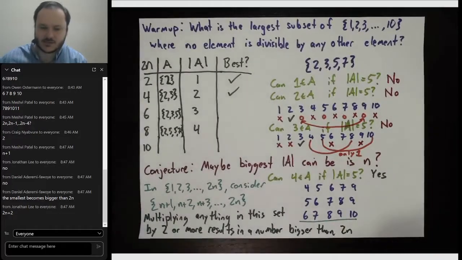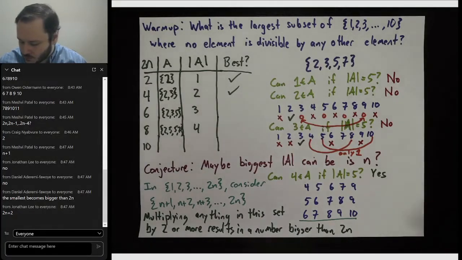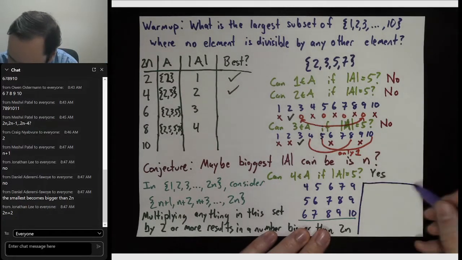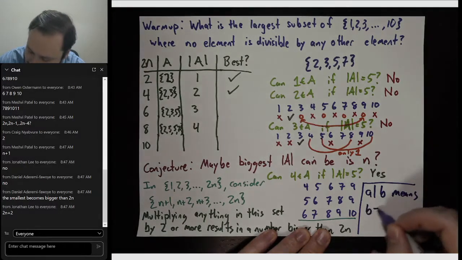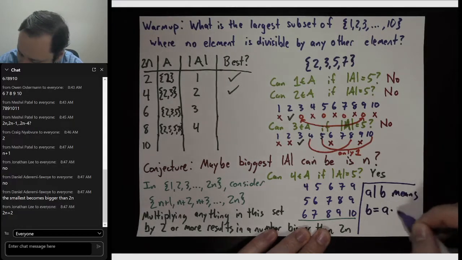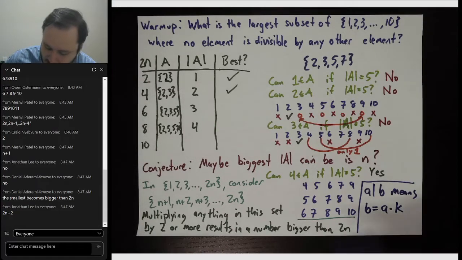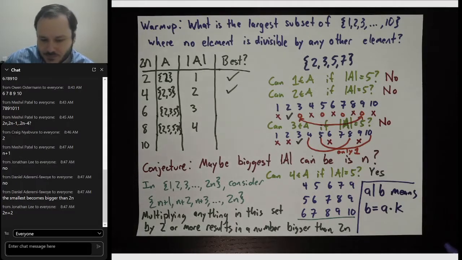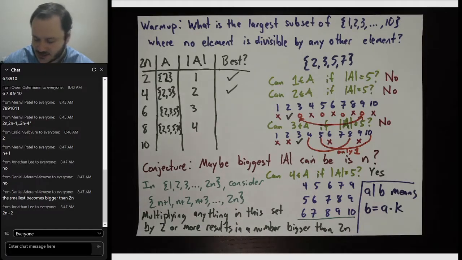This means none of these numbers can divide each other. Remember, what does it mean for A to divide B? A divides B means B is equal to A times some K. So what could K possibly be? Well, it has to be smaller than 2, but then it has to be 1. Which means nothing in this set, from n plus 1 all the way up to 2n, divides anything else.